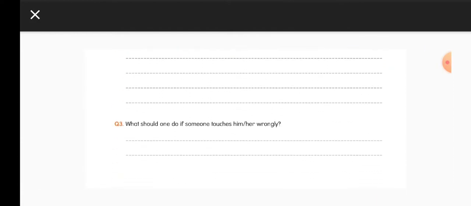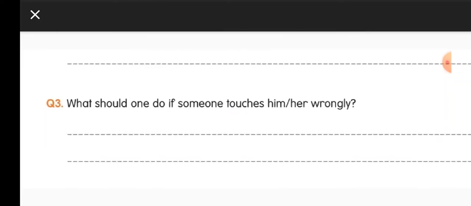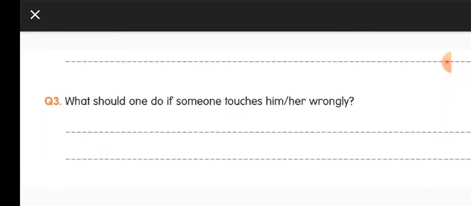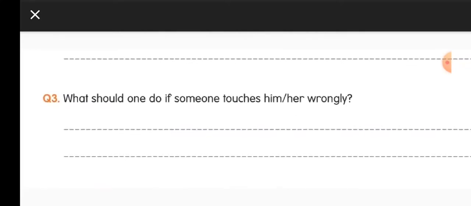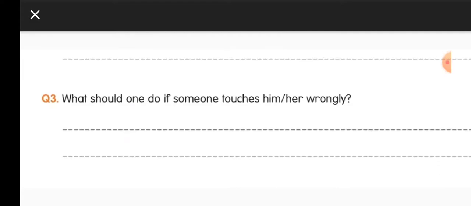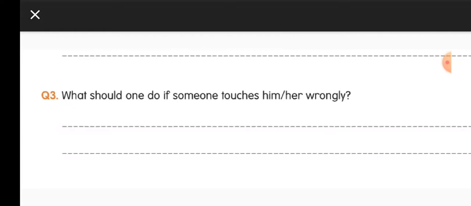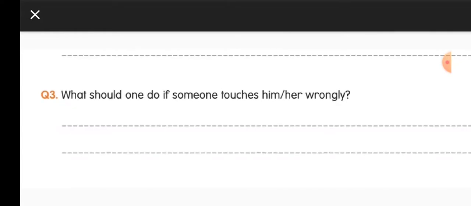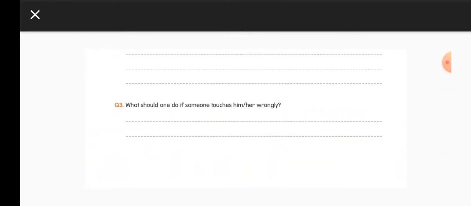Now let's move on and answer the third question. What should one do if someone touches him or her wrongly? If someone touches anyone wrongly, then they have to inform their parents, and they should also tell that person not to do it again. Okay, very simple. I'll repeat once again. If someone touches him or her wrongly, they should tell that person not to touch again, and they should inform their parents or elders immediately.